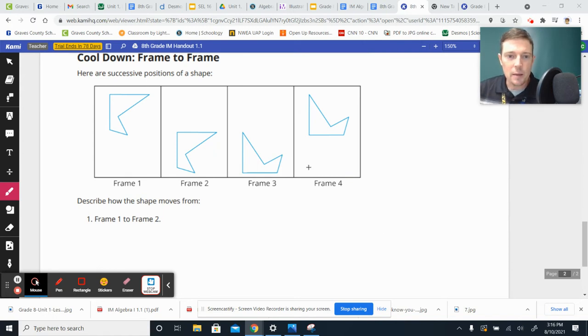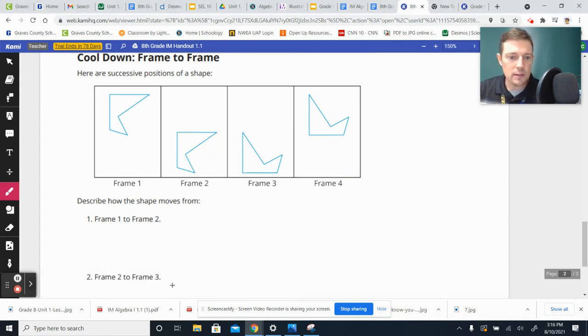I pulled up the cool down problem. Let me get this little thing out of the way, and let's look at the frames that we got here. We have four different frames of this shape getting moved around successively from position to position, and your job was just to describe how the shape moves from frame to frame.